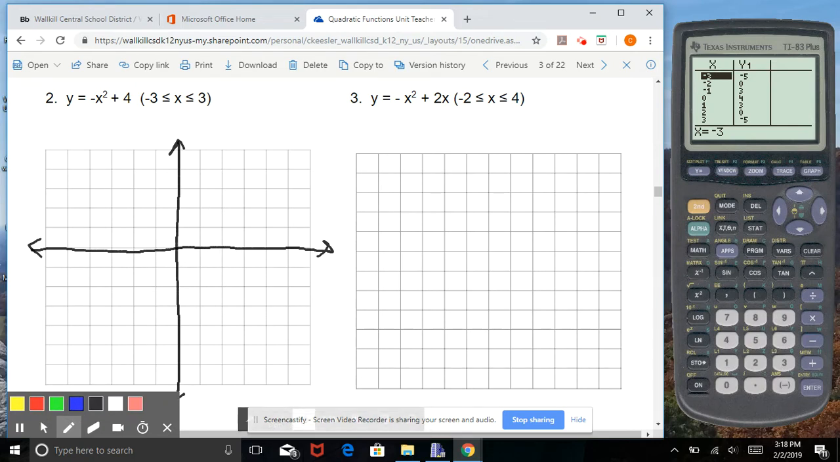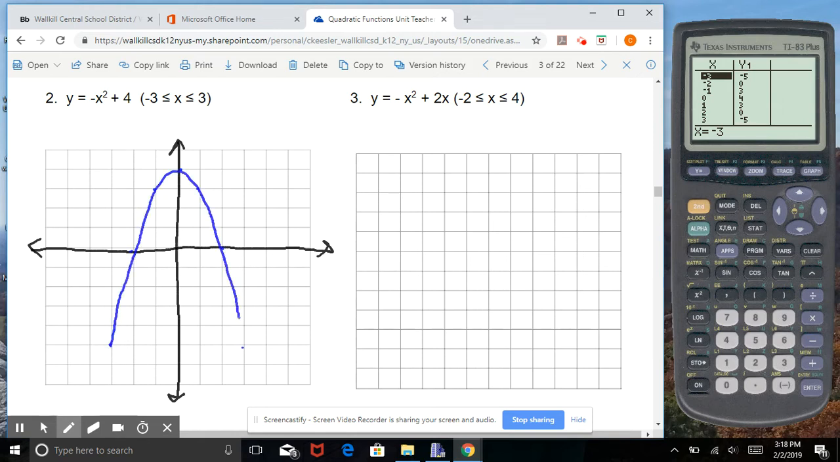-3, -5 is our first point. -2, 0 is our next. -1, 3 is our next. 0, 4 next. And then the opposite side, it starts to go down, but is symmetric to the points we just graphed. And graphing point to point because I was given a domain.